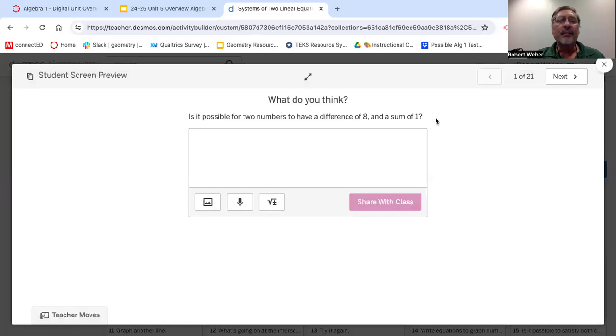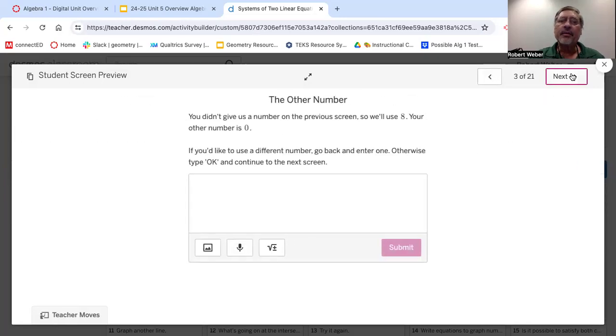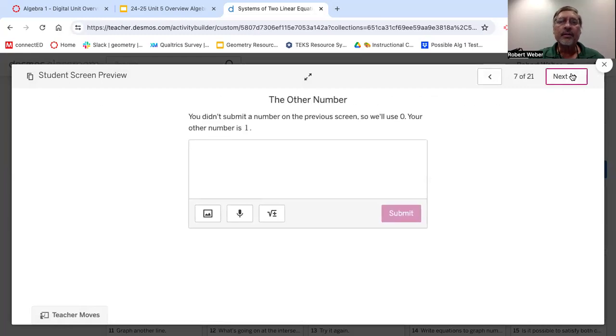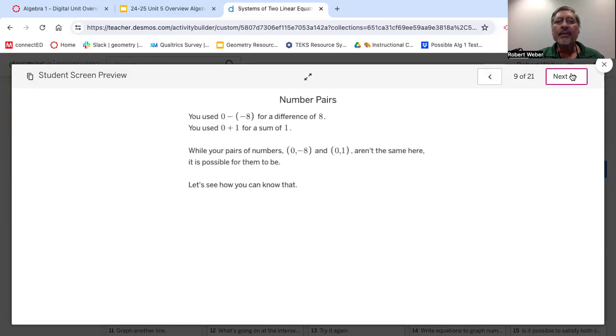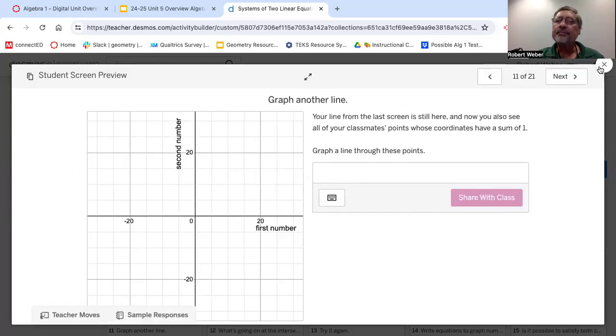It basically gives you a warm up. Is it possible for two numbers to have a difference of 8, a sum of 1? Then we're starting to write those things. Let's dig into this. Type larger the number, difference of 8, the other number, numbers as points, graphing it now, and now all of a sudden we're trying to work toward a solution in that. So it's a good progression.